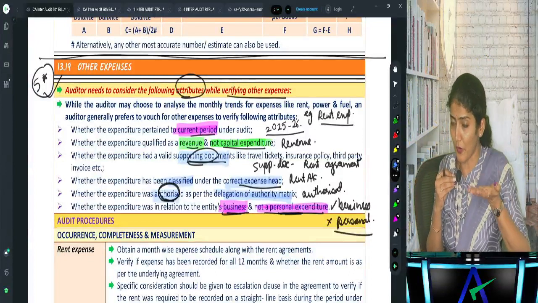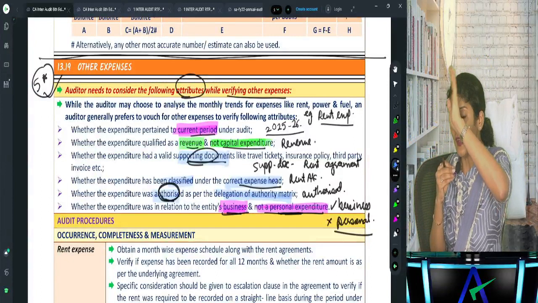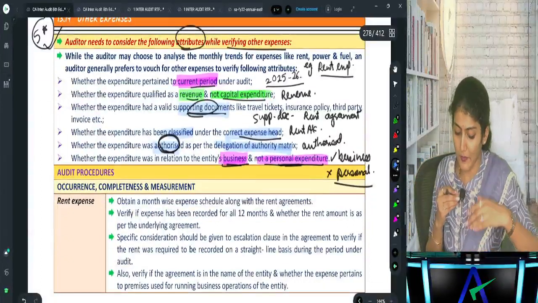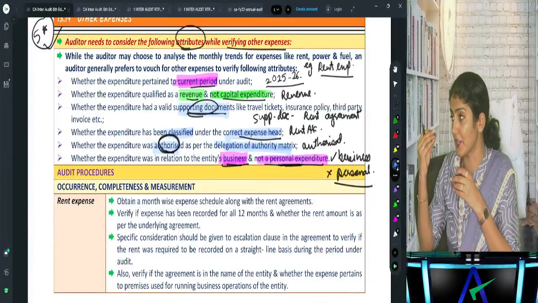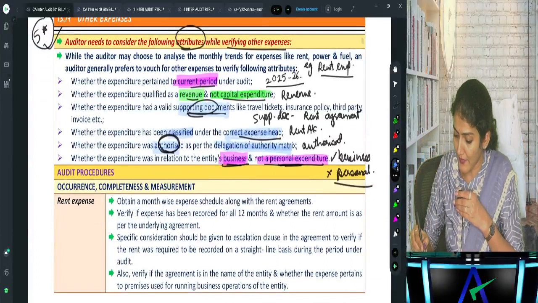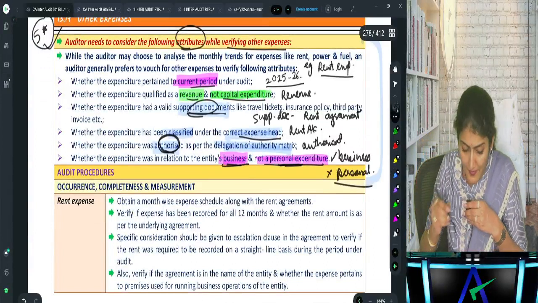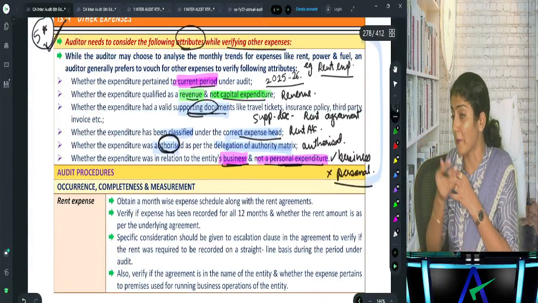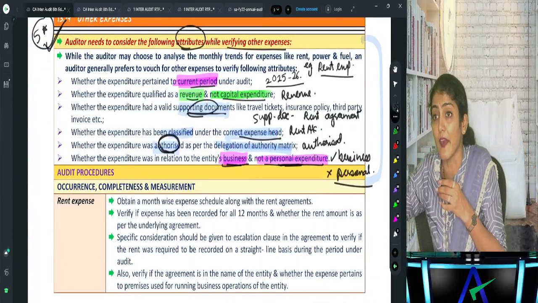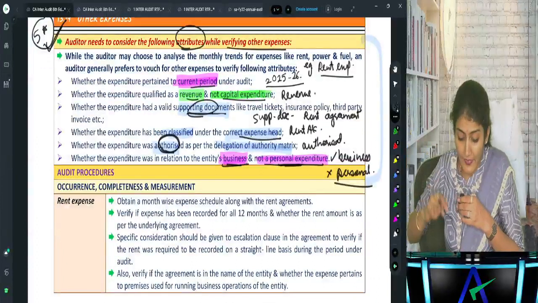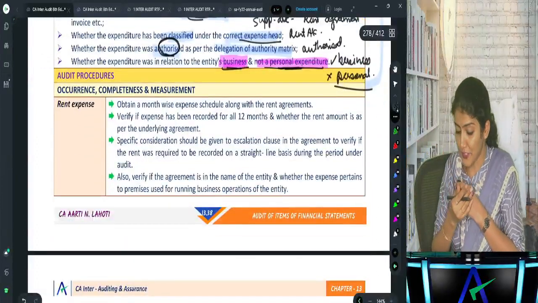Then the supporting document, then whether it has been correctly classified and also whether it has been properly authorized as per the delegation of authority matrix, right? Everybody, do you understand? This is a question which has already come in the exam. Attributes while verifying the other expenses, right? And then what are the other expenses they've mentioned over there?